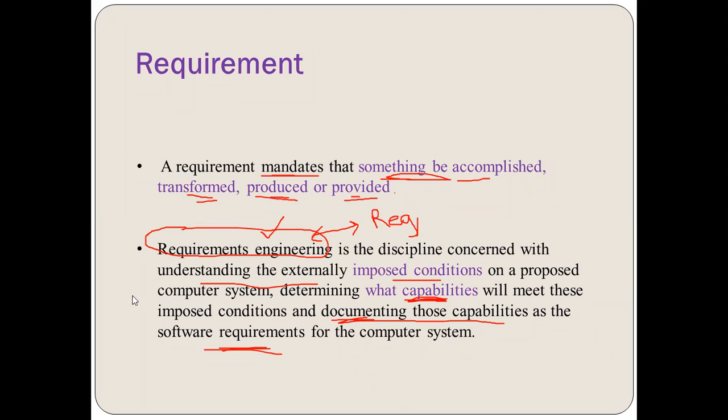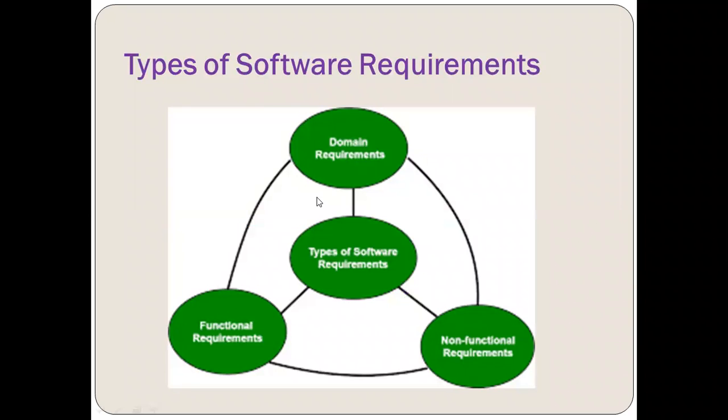Now, we are going to see the different types of requirements we have. The main ones are functional and non-functional requirements. You can see here the functional requirements, the non-functional requirements, and the third one is called the domain requirements. These are the three different types of requirements. We'll see how we elaborate these terms.